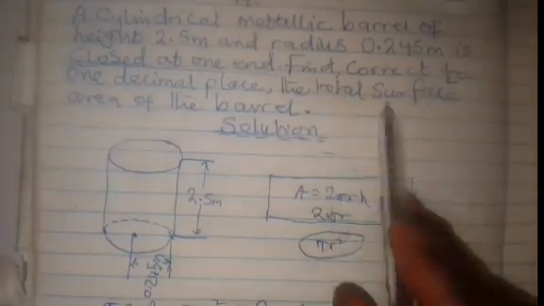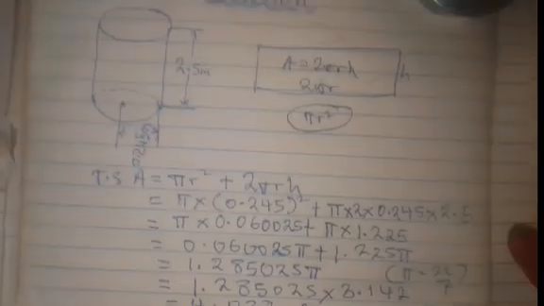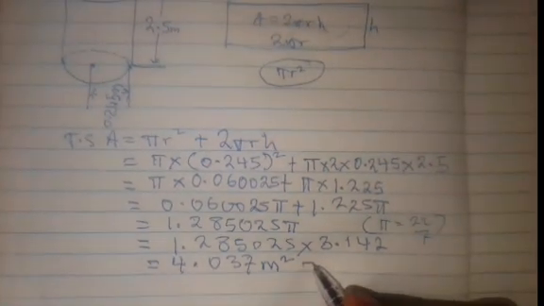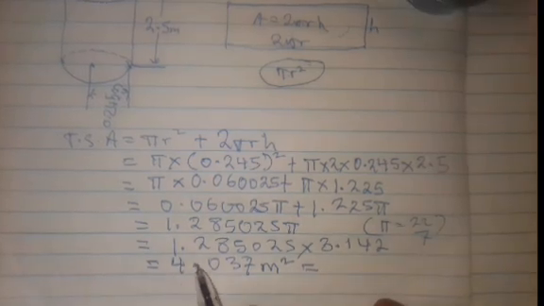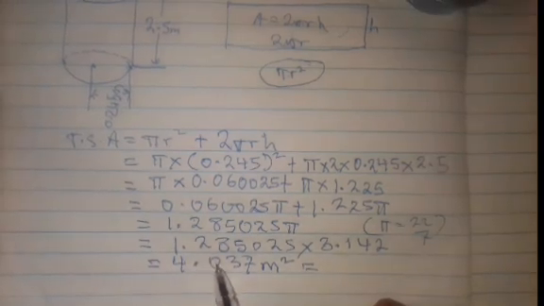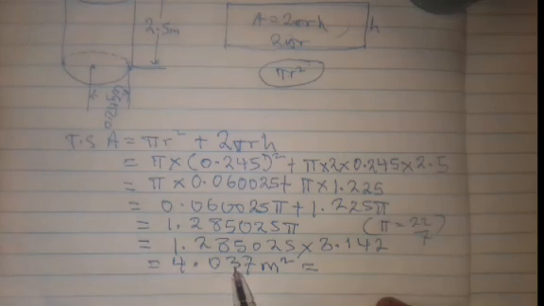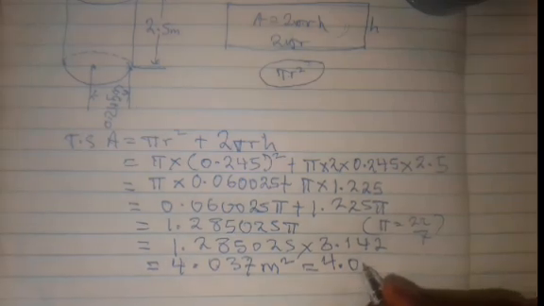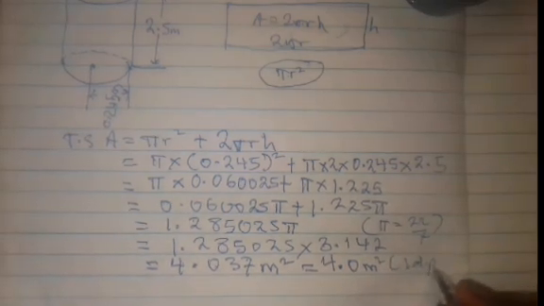Okay, but now coming back to the question, lastly, the question says to one decimal place. Okay, so which means here we are going to put our final answer to one decimal place. After this decimal point, we are considering 3 then 0. So this 3 is rounded down, so we cannot add it to this. So our final answer will become 4.0 meters squared to 1 dp.